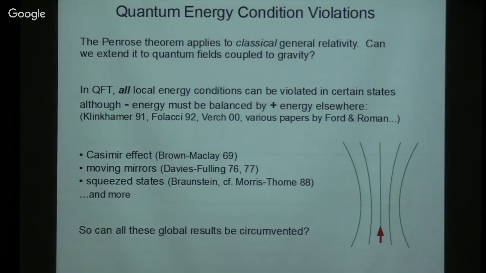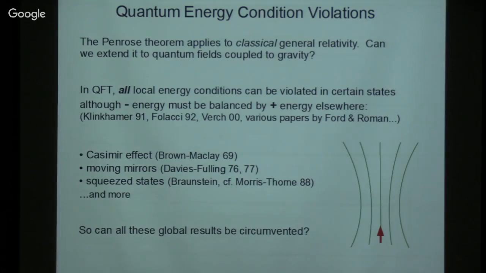But it turns out that in general, as I've been ominously warning you this whole time, when you start taking into account quantum effects, there can be negative energy fluxes. In fact, every single energy condition can be violated in quantum field theory in certain places for certain states. Although in general, this negative energy has to be balanced by positive energy somewhere else, so that the total energy of the space-time is still positive taken as a whole. There are various papers about this. Here are three examples of situations where negative energy comes up.